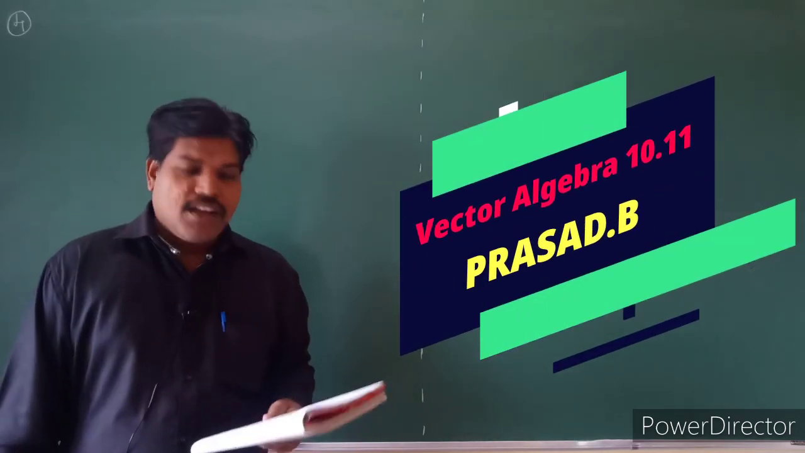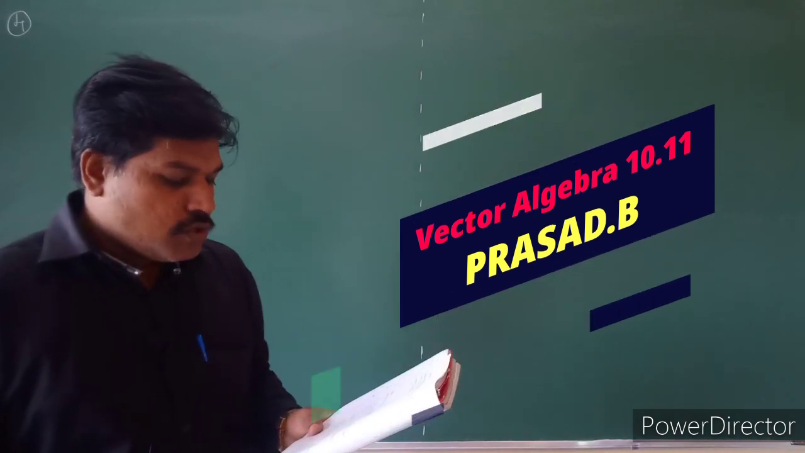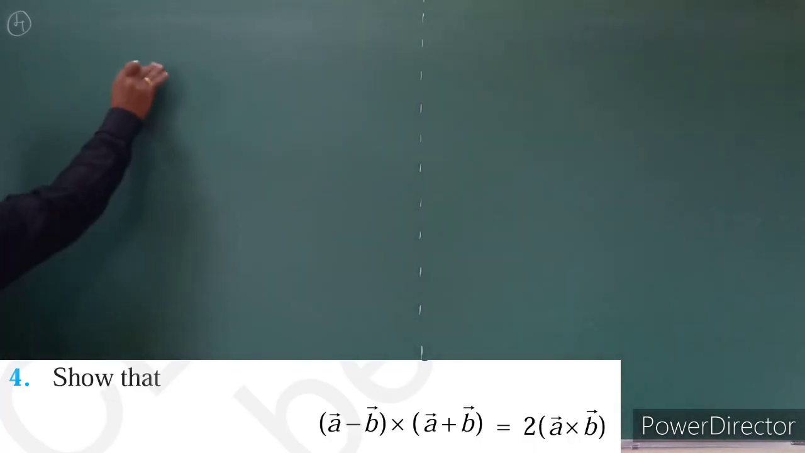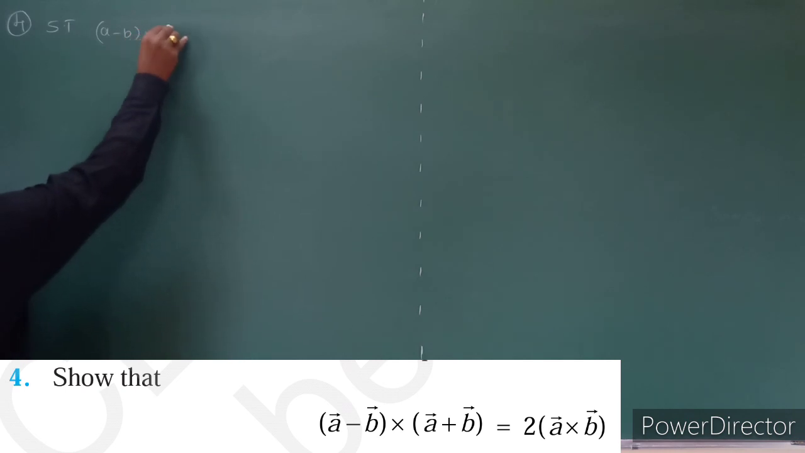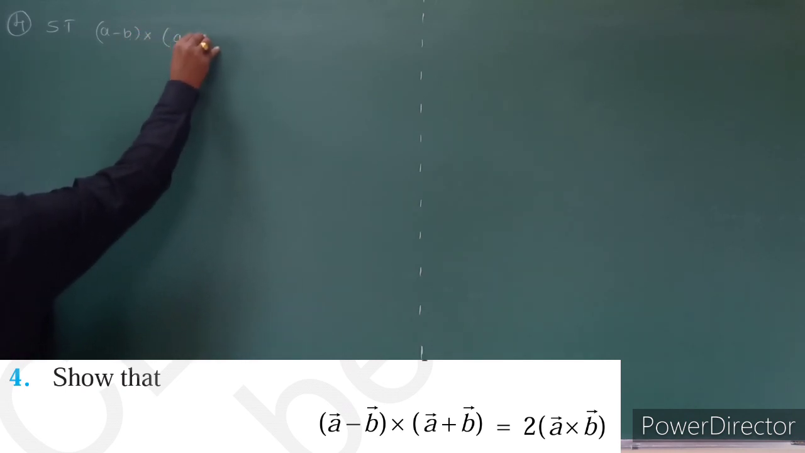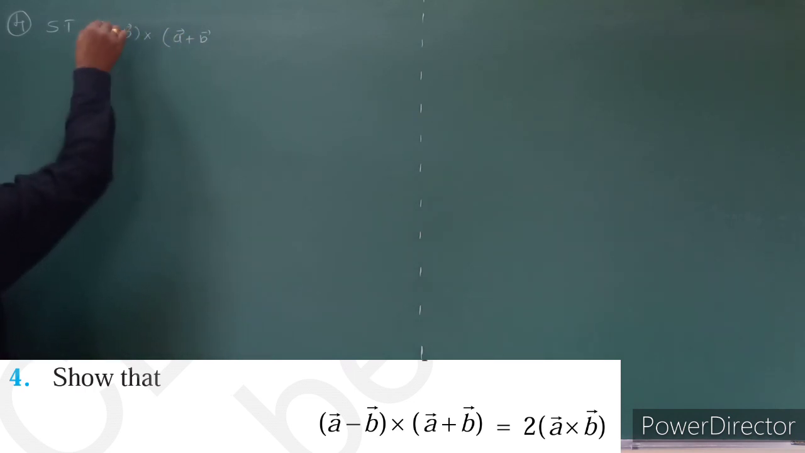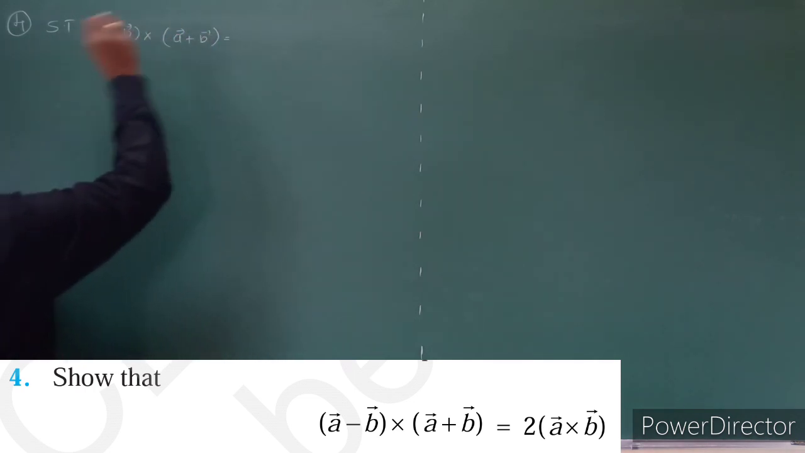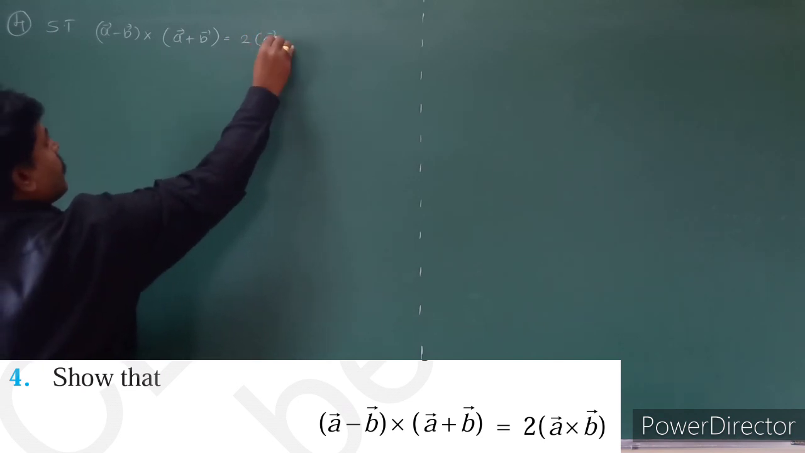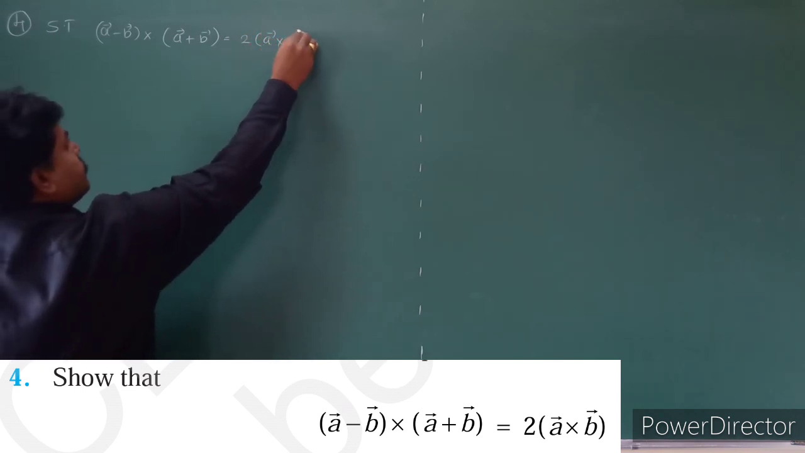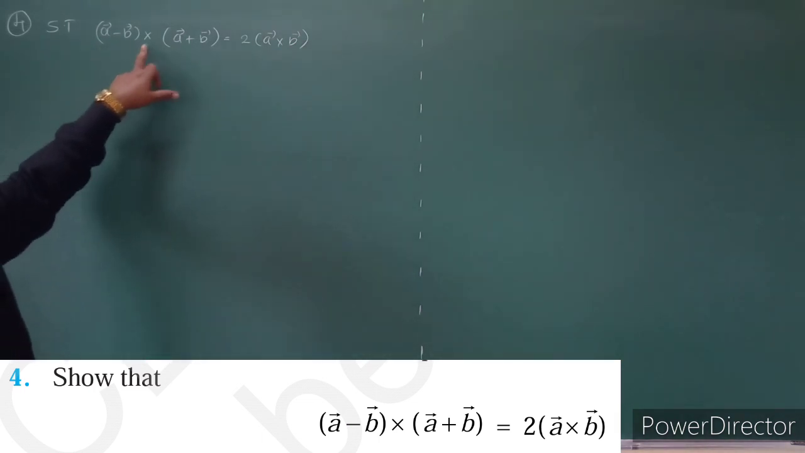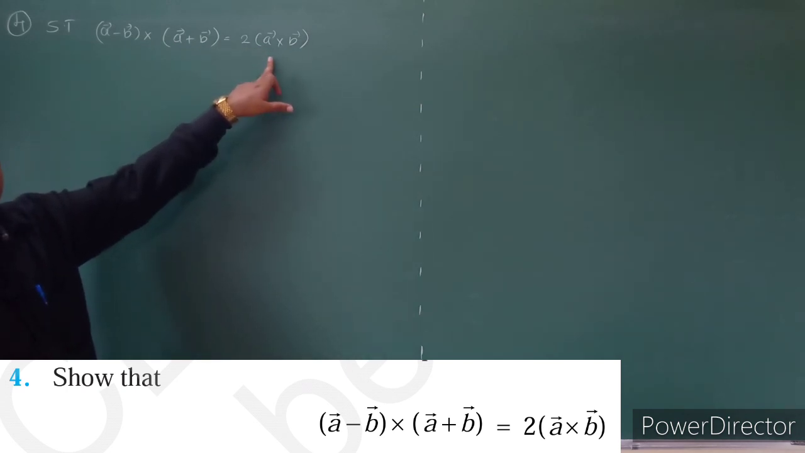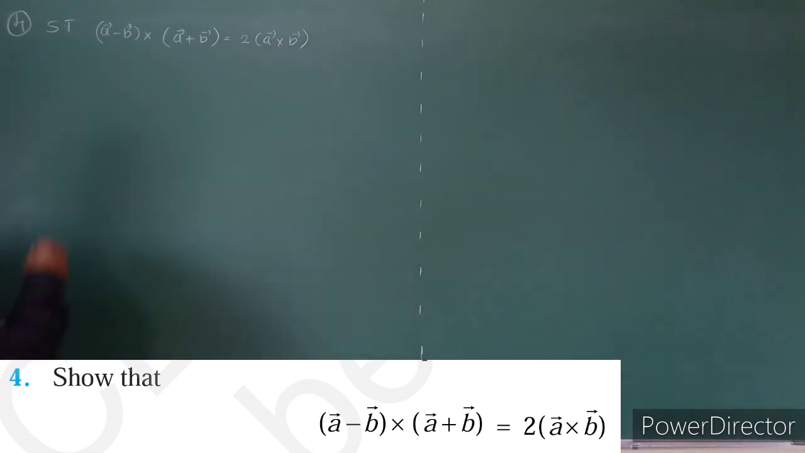See students, see the next question, question number 4. Show that (a bar minus b bar) cross (a bar plus b bar) is equal to 2 into a bar cross b bar. So (a bar minus b bar) cross (a bar plus b bar) is equal to 2 into a bar cross b bar. See the solution of this question.